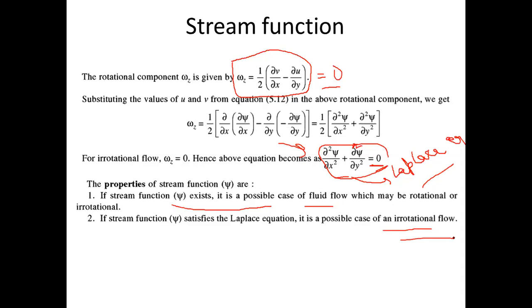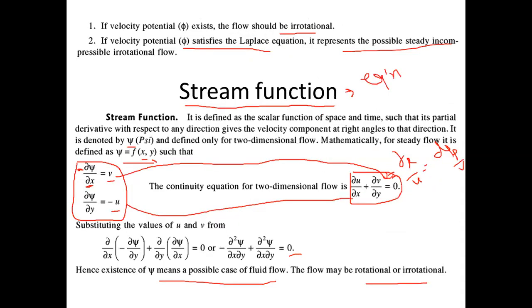So far we have discussed 4 important points. In case of the potential function, we have seen 2 points. If the potential function exists, that means it's a case of irrotational flow. And if the potential function satisfies the Laplace equation, that means it's a case of steady incompressible irrotational flow.